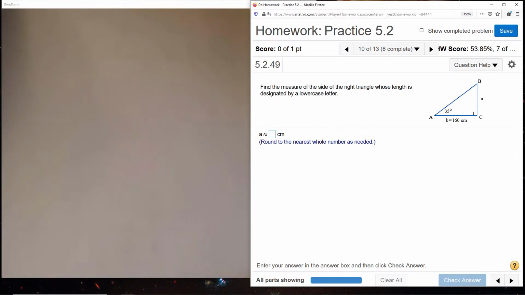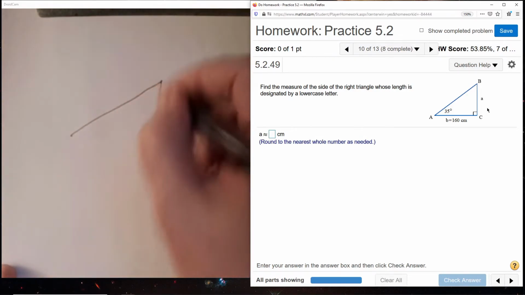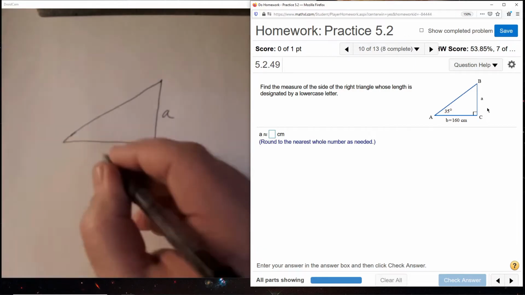So find the measure of this right triangle whose length is designated by a lowercase letter. All right? They just couldn't tell us A. Again, I'm a direct person. You want me to find A? Well, then just straight up tell me. Find A.